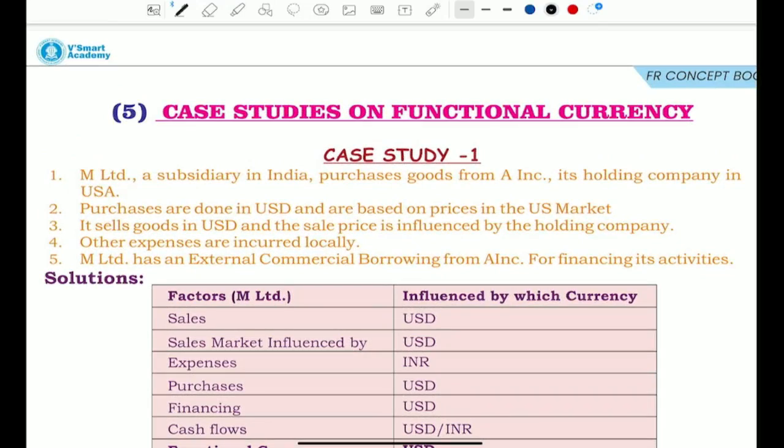You won't find these case studies in your ICAI material. These are different basically. Please read this.